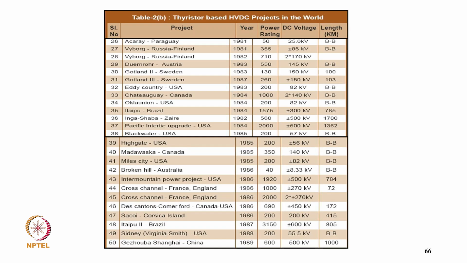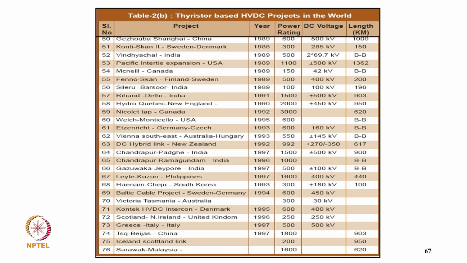Then some more projects on thyristor based HVDC, year wise typically 1981 up to 1989, and the power rating even up to 2000 megawatt, 2 gigawatt. You can just see 2 gigawatt cross channel, trans England, and even more than that in Itaipu, Brazil, 3150, 3.15 gigawatt with plus minus 600 kilovolt, and with the distance of 805 kilometer, and even in China, it's 600 megawatt with 500 kilovolt with 1000 kilometer.